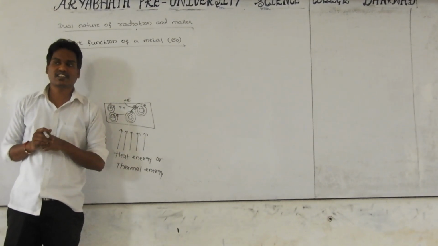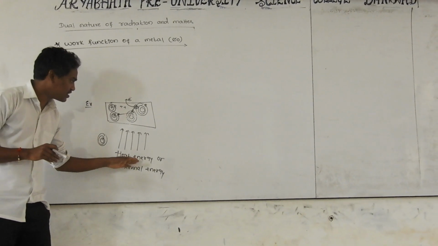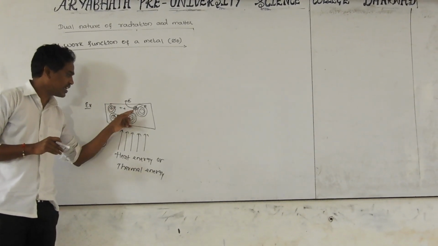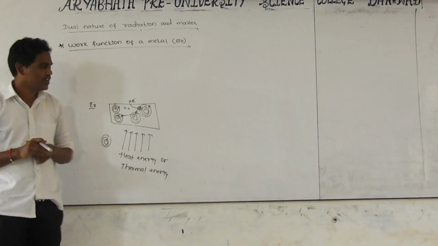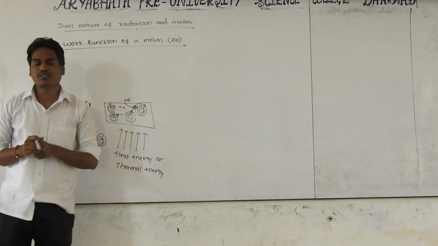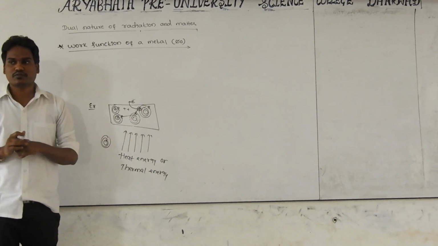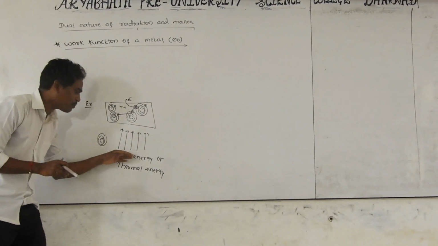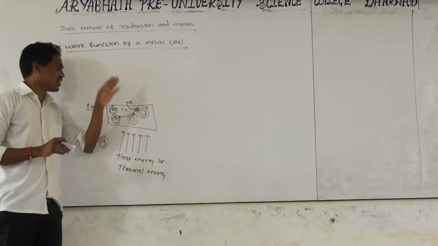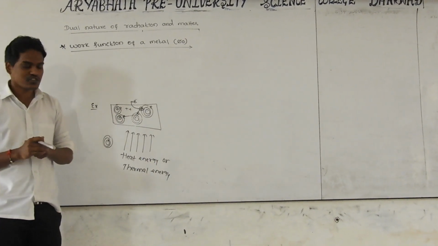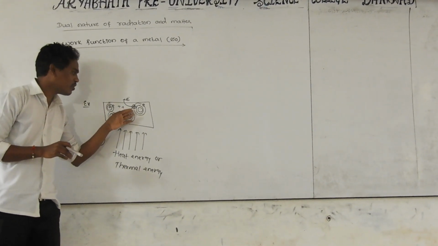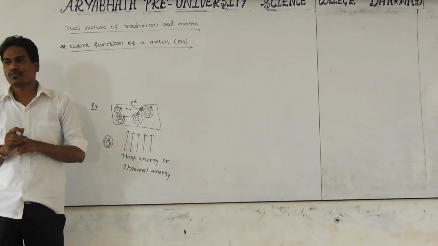If you apply less energy, then the kinetic energy of the electron becomes very less, and this electron is trying to come out from the surface of the metal. Then it is not possible for the electron to come out. Then next, what we did here, you are applying some more external energy, and kinetic energy again increases. Then there is a possibility of the electron coming out of the metal.